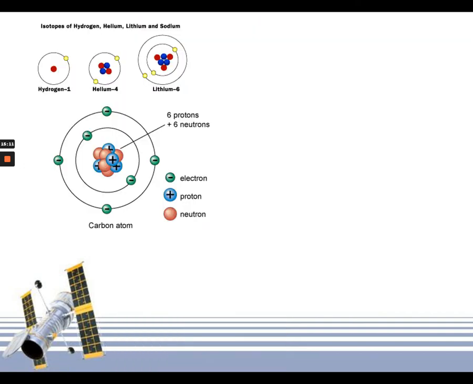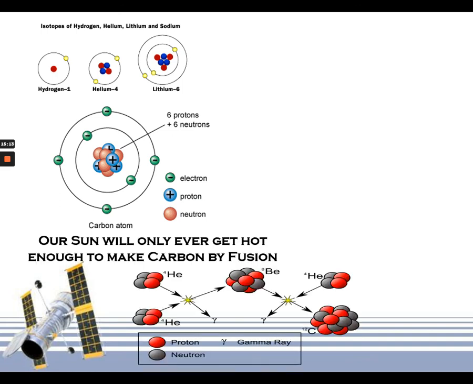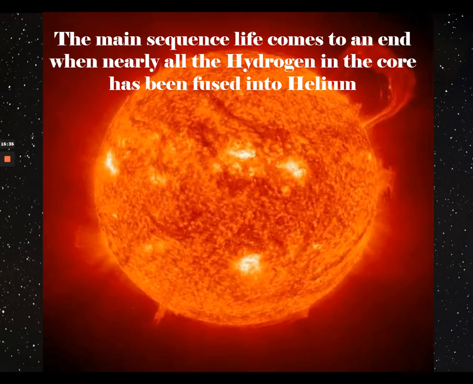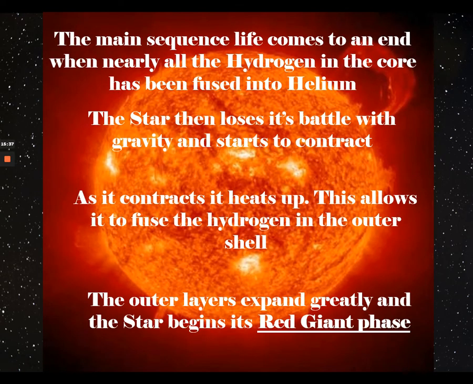So here's helium, lithium, carbon, and our sun will only ever get hot enough to do this. So you might get up to carbon, but it will never reach temperatures hotter than is required to get past carbon there. But other stars, as I've said, can get all the way up to iron, but never past it. So these are the key notes from the main sequence.